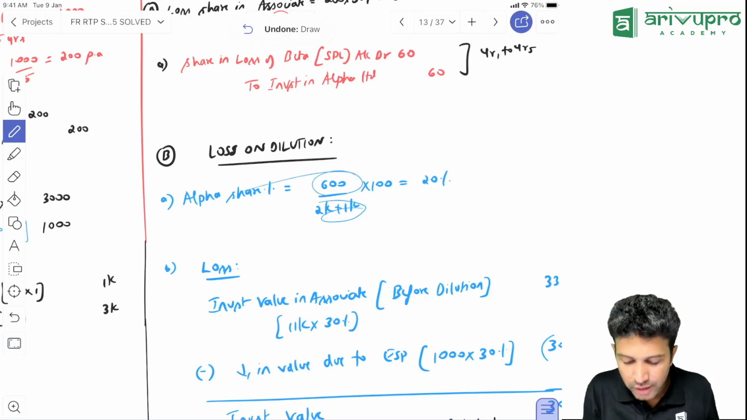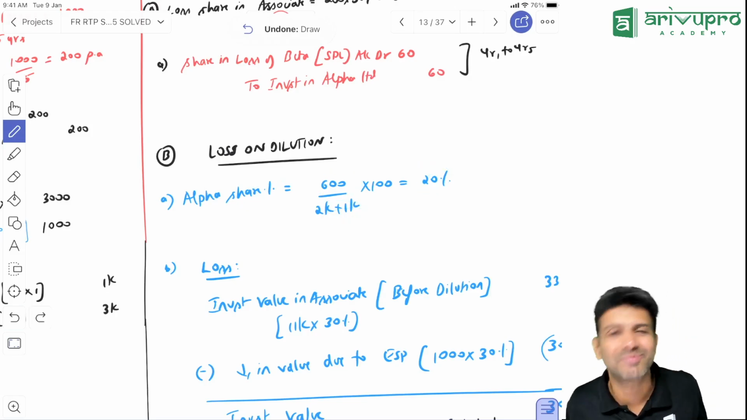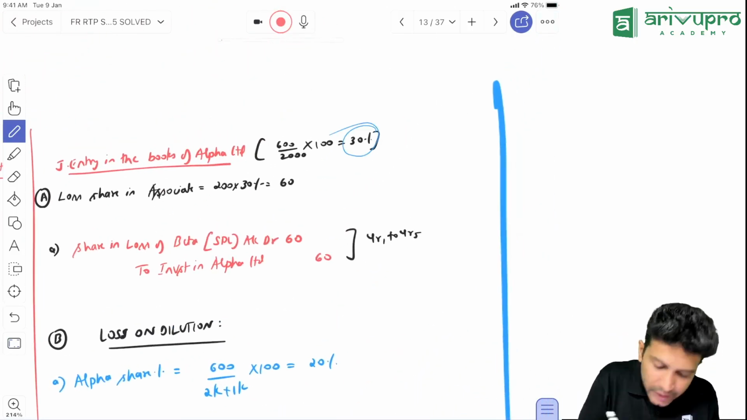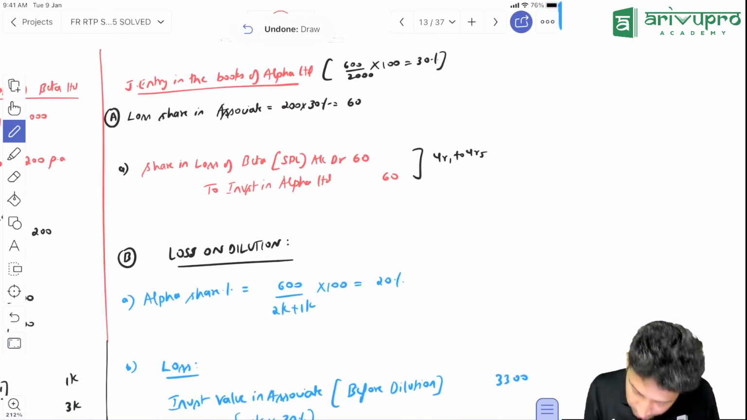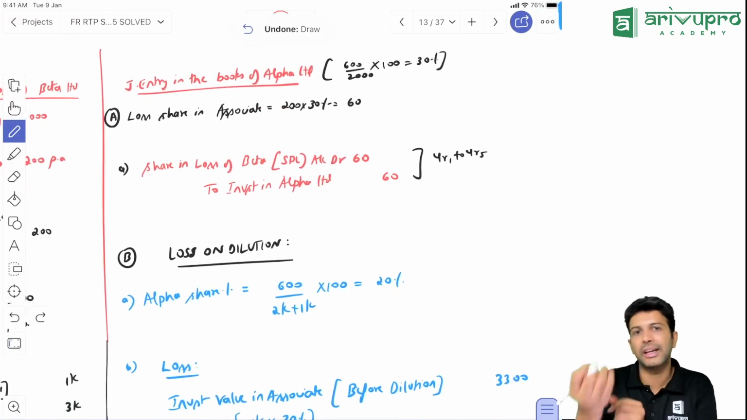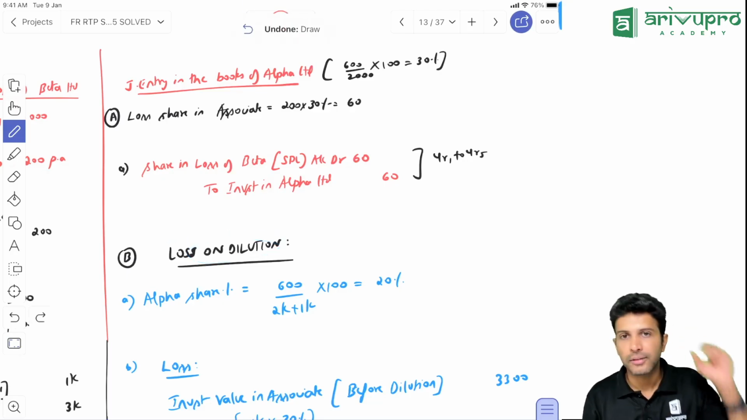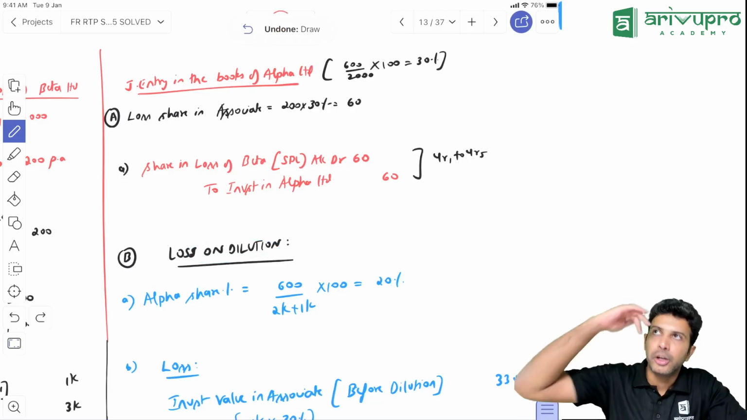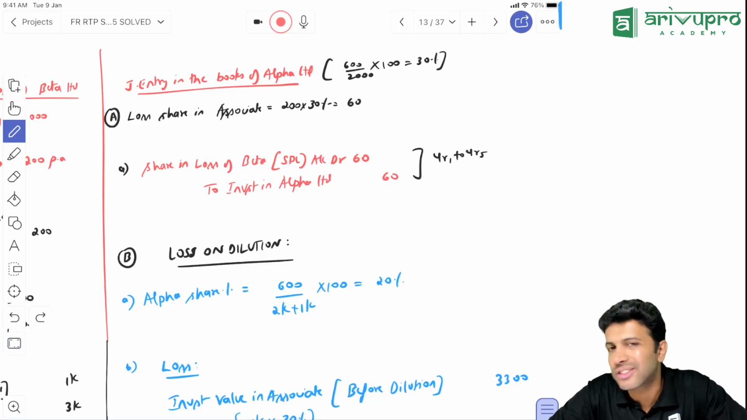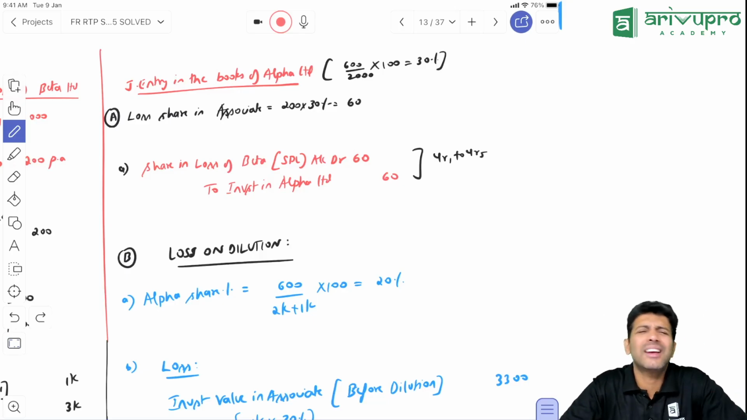Out of 3,000, the investor owns 600, which means the revised shareholding percentage will be 20%. Earlier we had 30%. So due to this option, we have a dilution in our stake from 30% to 20%. That is what we call the loss due to dilution. We need to calculate the loss we are suffering, which means calculating the value of the investment.